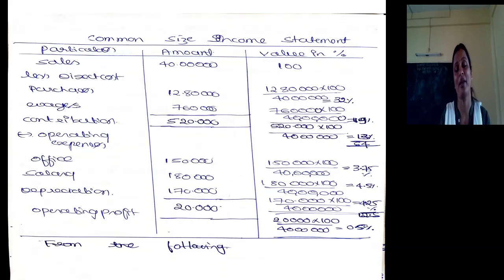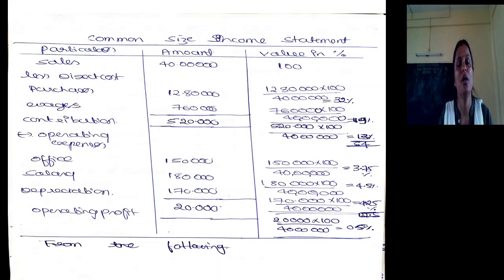So what can we comment? We can comment that the operating efficiency of the organization is not that satisfactory. It should concentrate on reducing other expenses. It should concentrate on reducing direct costs, particularly to enhance operating efficiency.